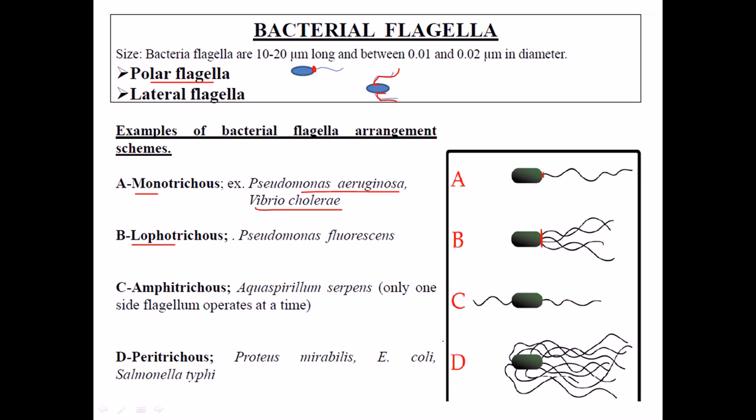An example of this is Pseudomonas fluorescens. This Pseudomonas fluorescens is a very important bacteria which can generate fluorescence, it can generate bioluminescence, for example.